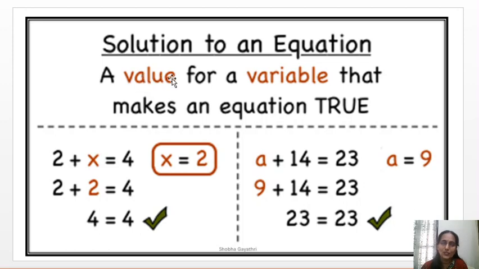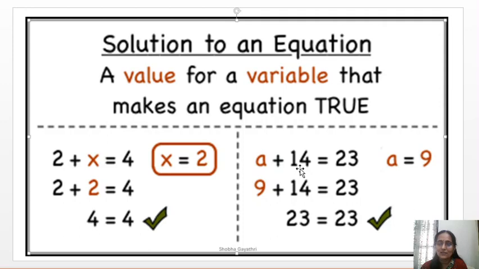What do you mean by solution of the equation? The value of the variable which makes the statement true is the solution of the equation. Here it is a very simple equation: 2 plus x equals 4. For x equals 2, the statement becomes true, right? 2 plus 2 equals 4. So 2 is the solution of the equation.